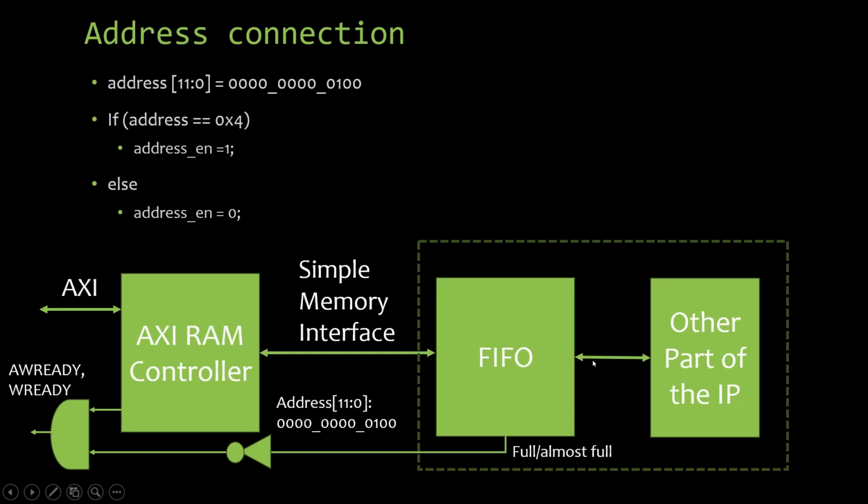So if this empty flag goes 0, this part of the logic will come to know that there is data inside the FIFO that should be transmitted. So as soon as the empty flag goes 0, this part of the IP will take this data and will packetize it as per the protocol and will forward it to the outside world.